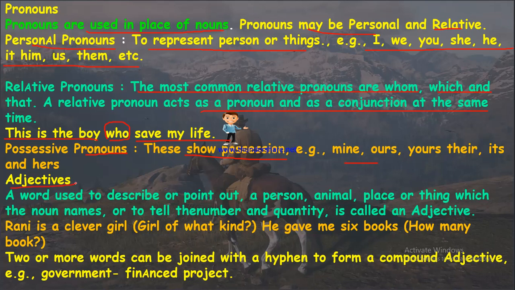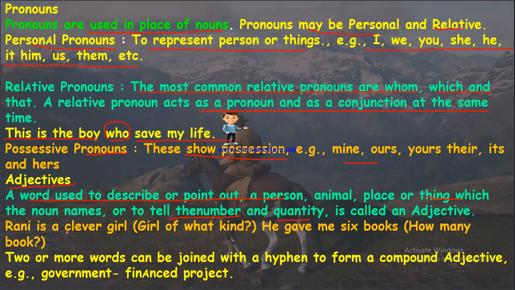Okay. Now let's talk about adjectives. An adjective is a word used to describe or point out. It means an adjective adds quality, pointing out a person, animal, place or thing. It basically specifies the thing, telling the number or quantity.